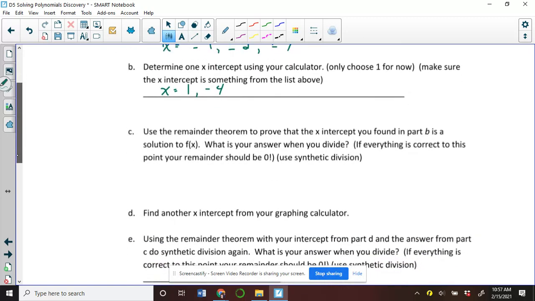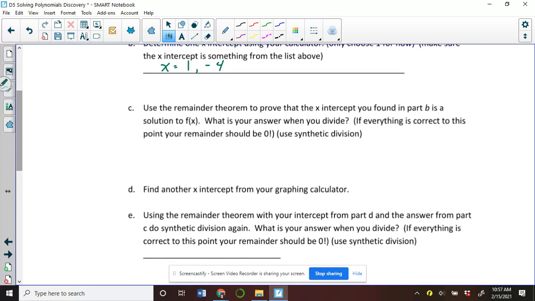Now we're going to pick one of the zeros. We can either pick 1 or negative 4. Doesn't matter which. I will choose 1 to divide through, and we divide that through our polynomial. I'm going to use synthetic. You could certainly use long division. It's just synthetic division is quicker and easier and more efficient. So I prefer it when it's possible.